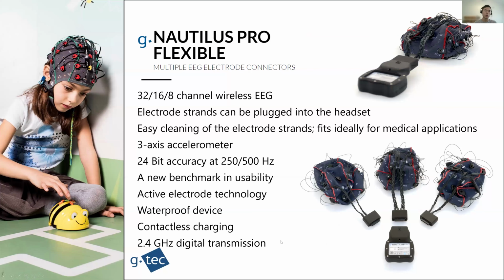All of these applications require, of course, an amplifier. So let me briefly go through what type of amplifier we can use. The most commonly used will be a wireless option, the Nautilus Pro Flexible. I have one here with me, so as you can see here. The good thing for this amplifier is that you can easily detach the strand from the amplifier itself. The amplifier is this small unit which attaches to the back of the cap. You can easily change the cap size and the strand type based on the application.